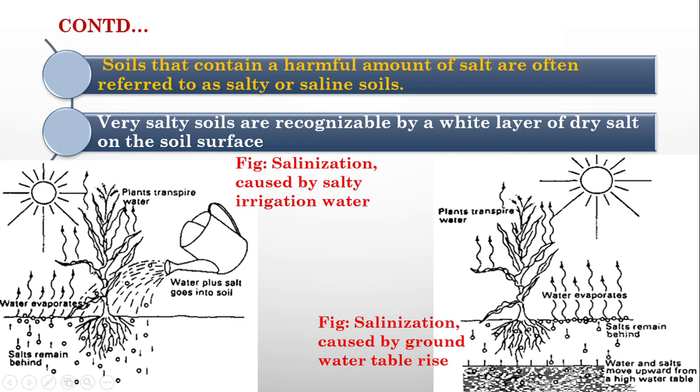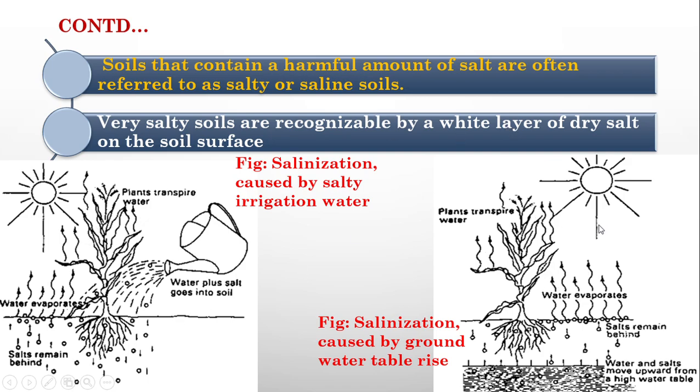When we irrigate the soil with salty water, the water will penetrate into the root zone and the plant roots will absorb the water, but the salts remain on the surface and the other water gets evaporated. The salt will remain as a white layer of dry salt above the soil. So this causes soil salinity.